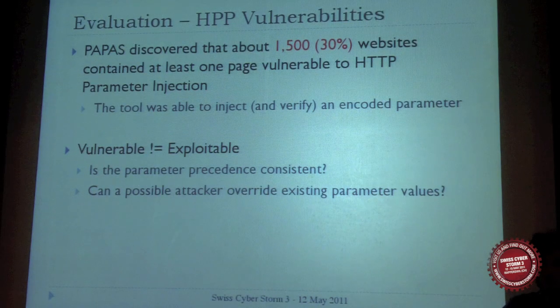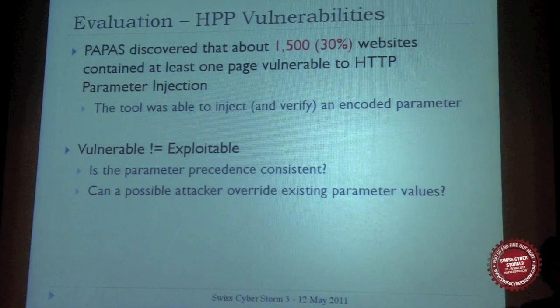That means the tool was able to inject this foo equal bar and to verify that the returned page actually contains this token in some of its links or forms. I want to say that this means the application is actually vulnerable, but it's important to say that vulnerable is different from exploitable. Vulnerable means you are able to inject the parameter. Exploitable is an application where the parameter you inject is actually used by the application.